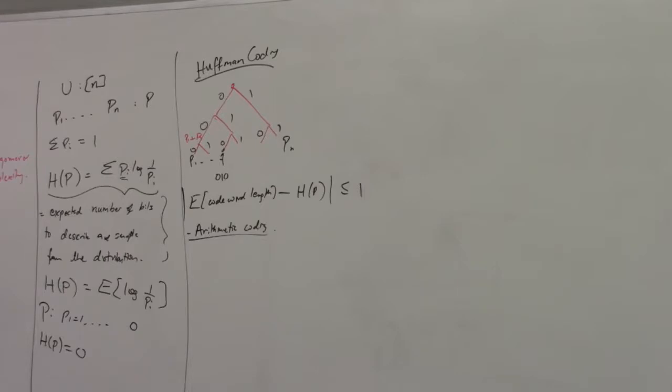The important point is that the entropy of a distribution gives you a way to express, in some sense, the information content of the distribution in this form. And there's an explicit way to construct such a coding.